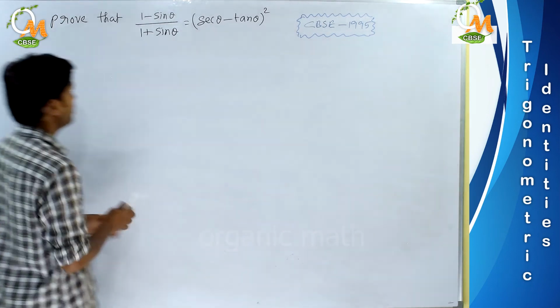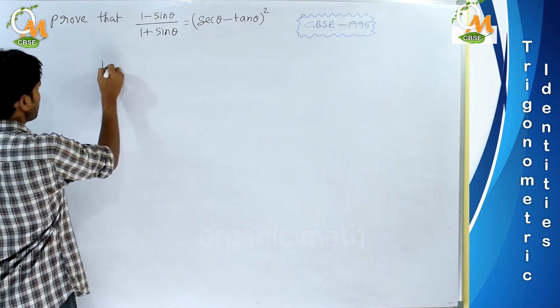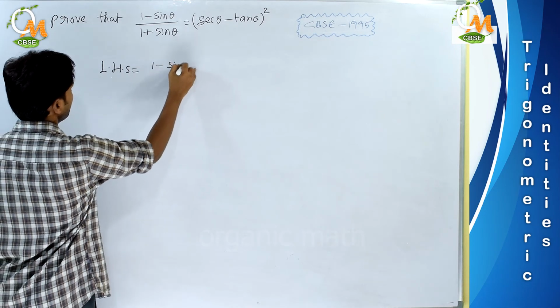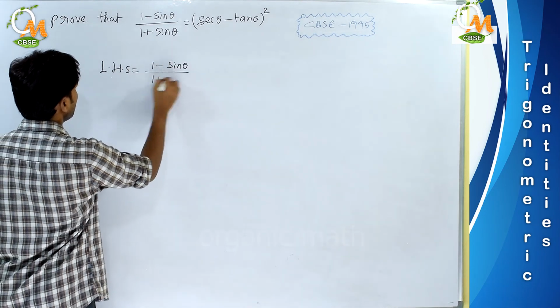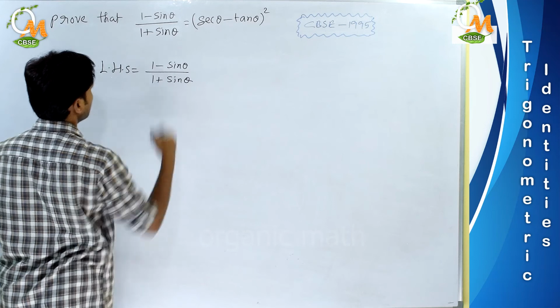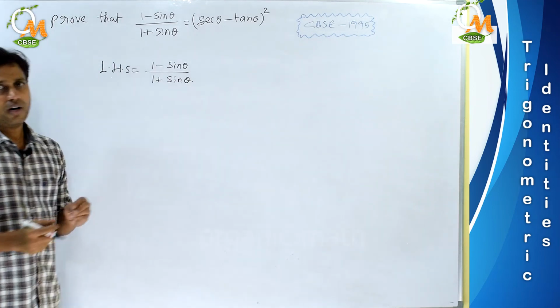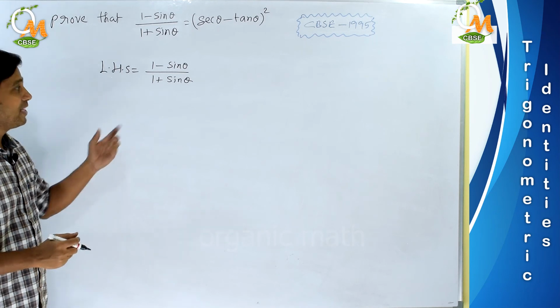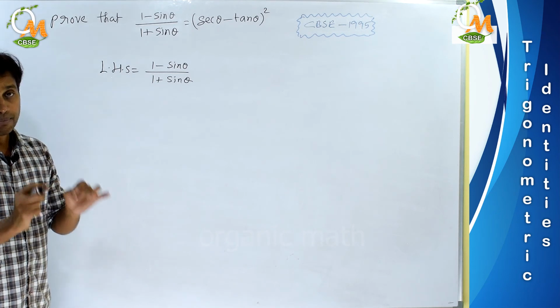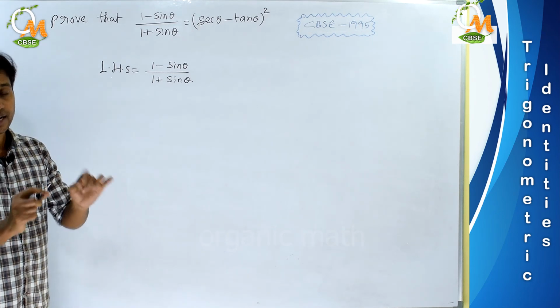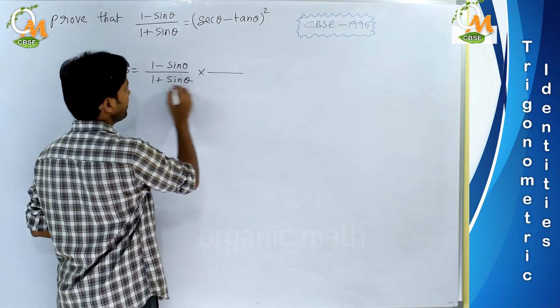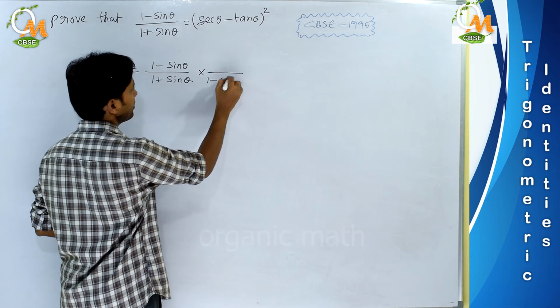Anyways, let us take the LHS part of this. LHS would be (1 minus sin theta) by (1 plus sin theta). Now for my convenience I want to multiply and divide with 1 minus sin theta. Why I am multiplying with that factor only, I'll tell you further. See here, multiplying and dividing with 1 minus sin theta.